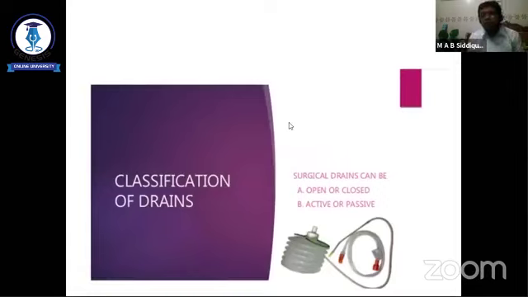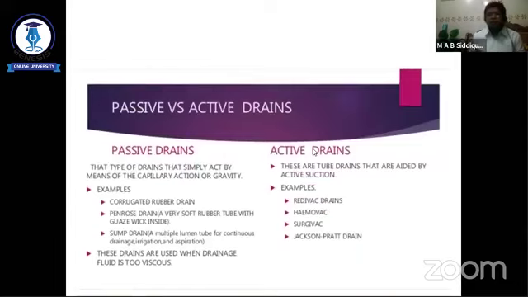So what are the types of drain tubes? The surgical drain can be open or closed, or it may be active or passive. The passive drain is the type of drain that simply acts by means of capillary action or gravity. Examples are the corrugated rubber drain, the Penrose drain, and a very soft rubber tube with gauze. These drains are also used when the drainage fluid is too viscous. We use this passive drain.